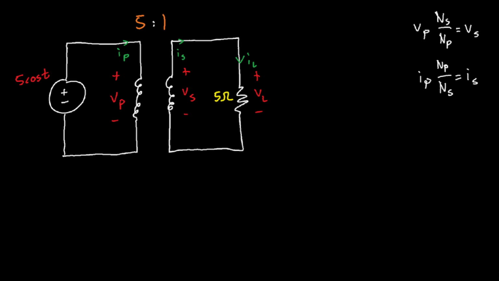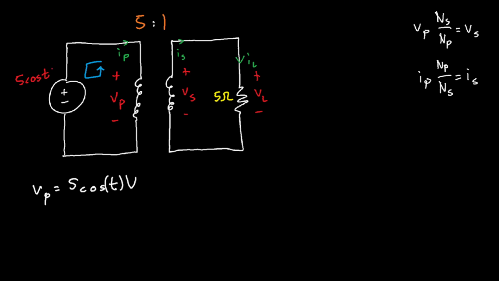Well, we can do KVL along this loop, and if you do KVL, you're going to figure out that you have a voltage rise in the counterclockwise direction for VP and a voltage drop for this voltage source here. Therefore, VP is equal to 5 cosine of t volts.